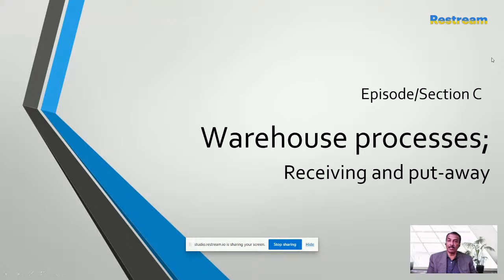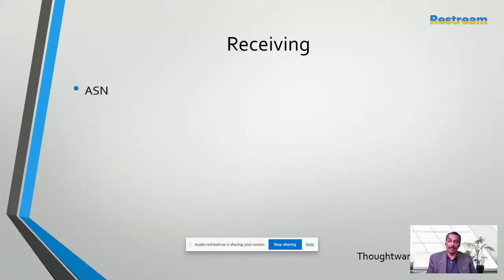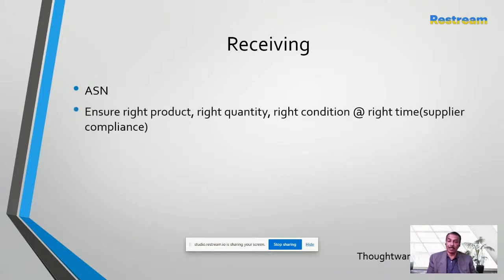So let us see the process in receiving. Certain things you should understand. For example, ASN means Advanced Shipping Notice. We'll see some basic detail about this. Then ensure the right product, right quantity, right condition at the right time, which is referred to as supplier compliance. The people or the executive is responsible to ensure that these items are received as per these four R's, which is mentioned here. This is what our customer will expect from us, so the same thing we have to expect from our vendors.